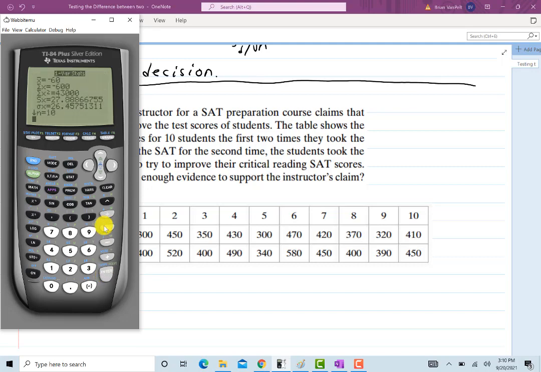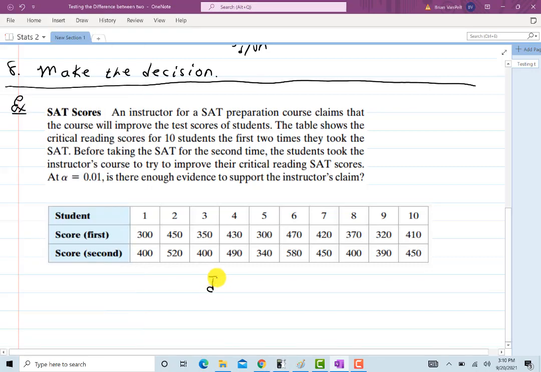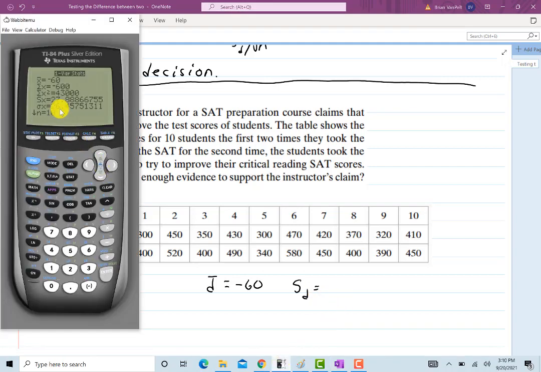And it gives me my info. I've got a mean, x bar is negative 60. In our notation here, that's d bar. And then the standard deviation is also listed in there. Don't use the sigma x, use Sx. That's the sample standard deviation, and that's the one that has an n minus 1 in the denominator instead of just an n. That's the one that we want.